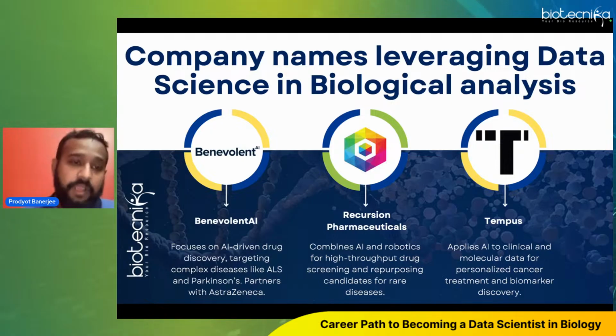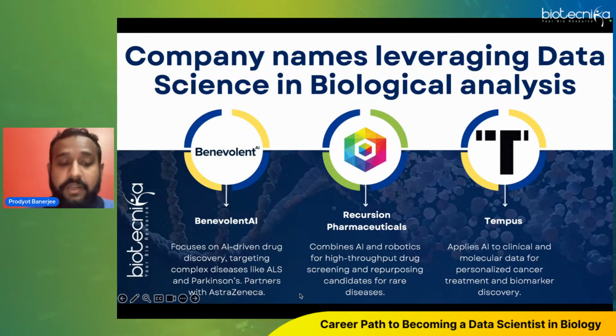Then you have BenevolentAI, that is also working in the tangent of drug discovery, targeting complex disorders like neurodegenerative disorders such as amyotrophic lateral sclerosis, ALS, as you can see over here. Then you have Parkinson's. They have partnered with AstraZeneca, that is already a pharmaceutical giant, as you know.